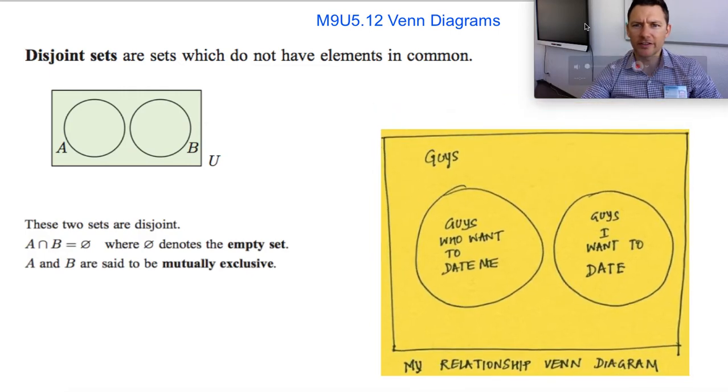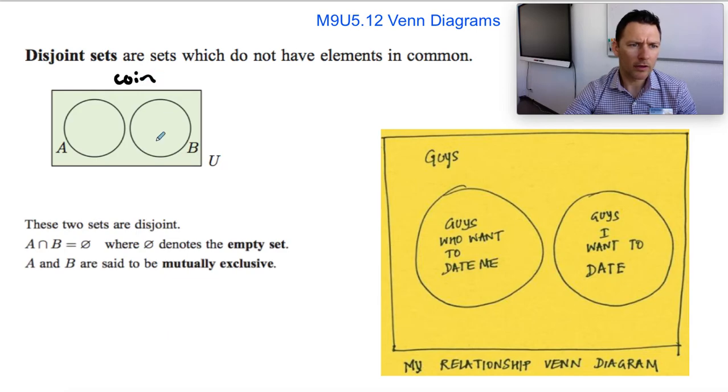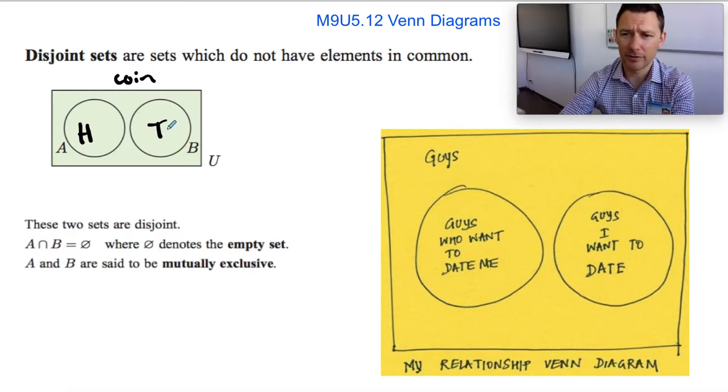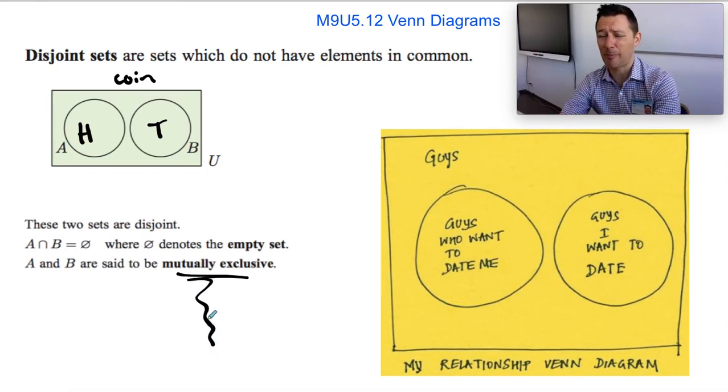All right, so disjoint sets are sets where you have two things that aren't going to overlap. Like if you were flipping a coin, right? Sometimes you get heads, sometimes you get tails, but you never get an overlap. You never get like tails or heads, right? There's no overlap. They're disjoint. They're mutually exclusive. When one happens, the other doesn't happen. It can't happen.